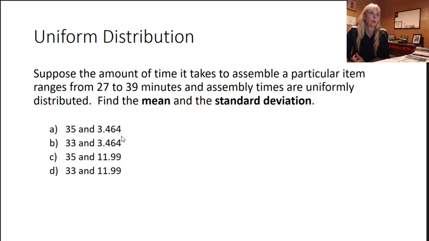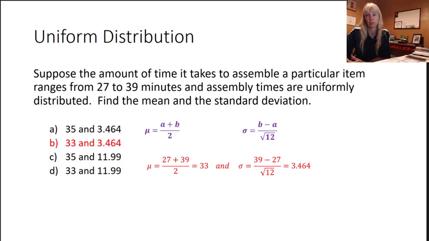All right, uniform. Suppose the amount of time it takes to assemble a particular item ranges from 27 to 39 minutes, and assemblies are uniformly distributed. Find the mean and the standard deviation. So you got your formula sheet. The mean is just adding the range divided by 2. The standard deviation is subtracting the range divided by the square root of 12. Where did 12 come from? Because I said so. That's the formula. I can prove it if you want me to, but you will always use the square root of 12. All right, so that is your formula.